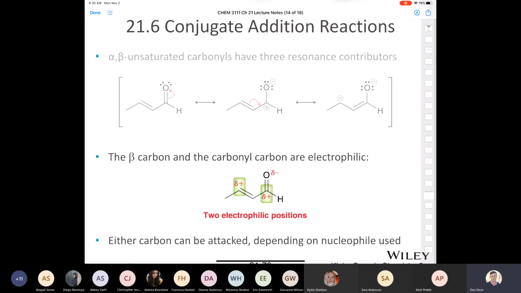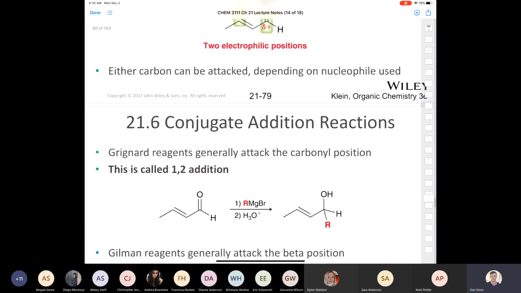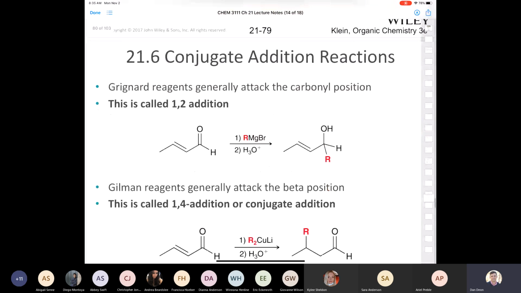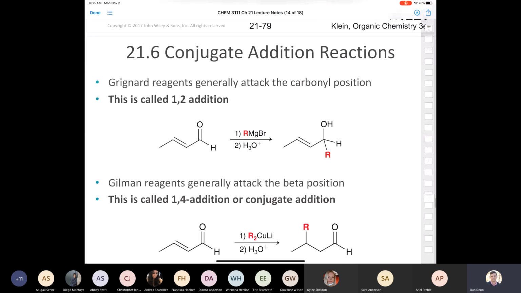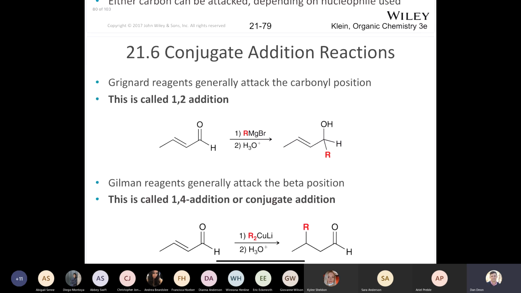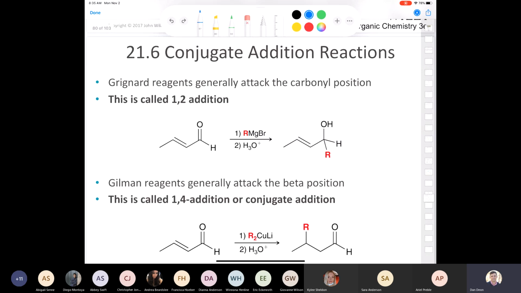Again, this slide just summarizes what I just said. The beta carbon and the carbonyl carbon are both electrophilic. And where the nucleophilic attack occurs is going to depend on the nature of our nucleophile. Well, first let's take a look at what would happen if you were to hit it with a Grignard, okay? So you just take that plain old alpha-beta unsaturated aldehyde and you hit it with, I don't know, methyl magnesium bromide, okay? Now here they're just giving you a generic R group, okay?